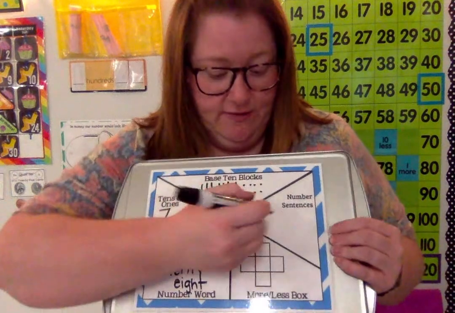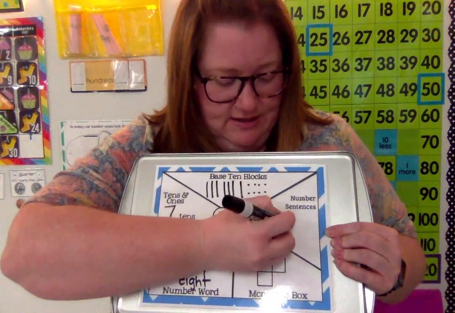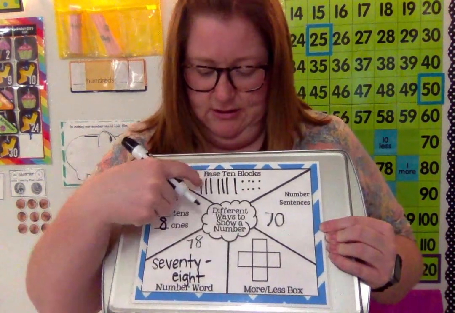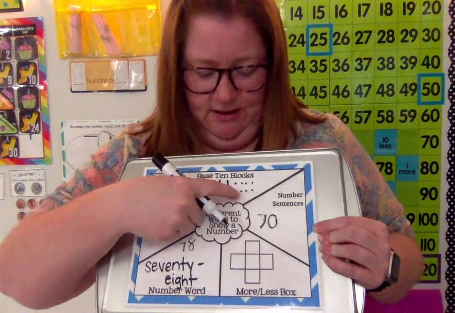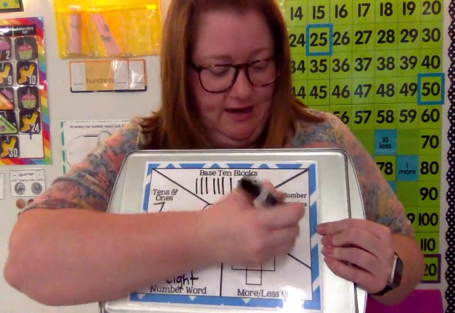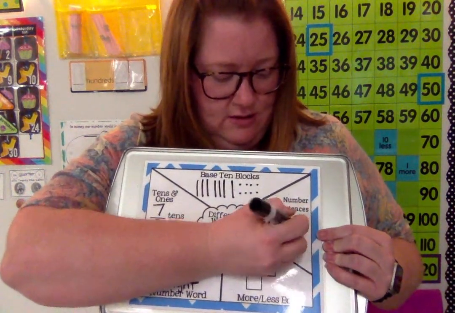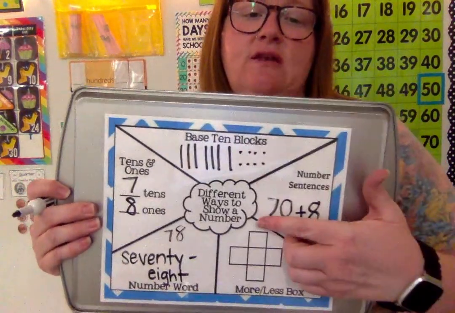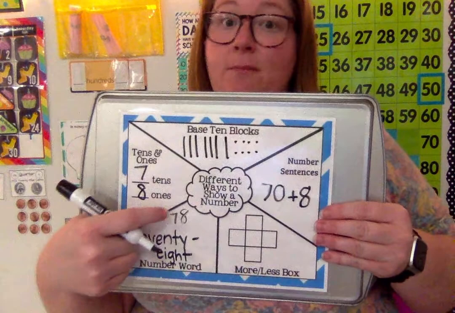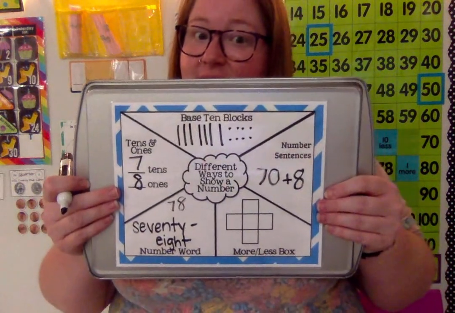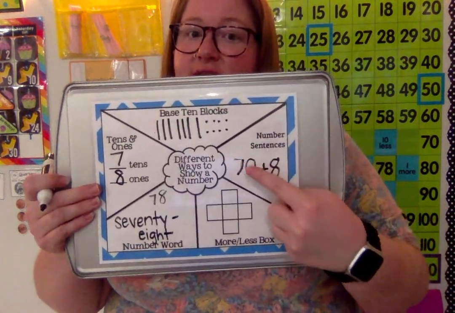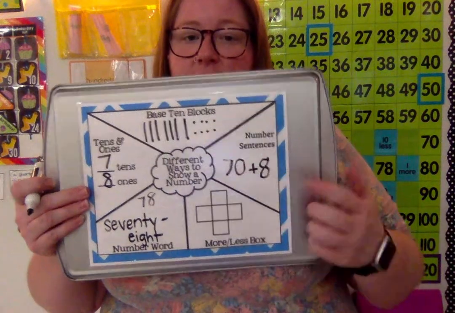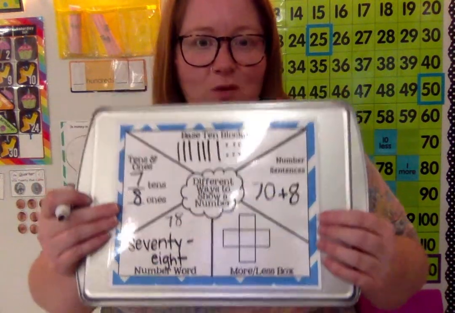Okay, so if we say 78. 70, I hear that 70, right? That's our tens. 70, 10, 20, 30, 40, 50, 60, 70. And then we have 8 more for our expanded form number sentence. 70 plus 8 is our number 78. There are tens. There are 7 groups of 10 that equals 70 plus our 8 more.